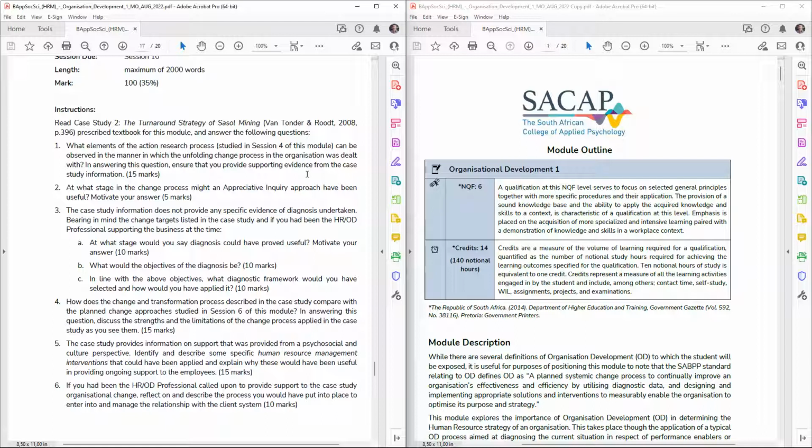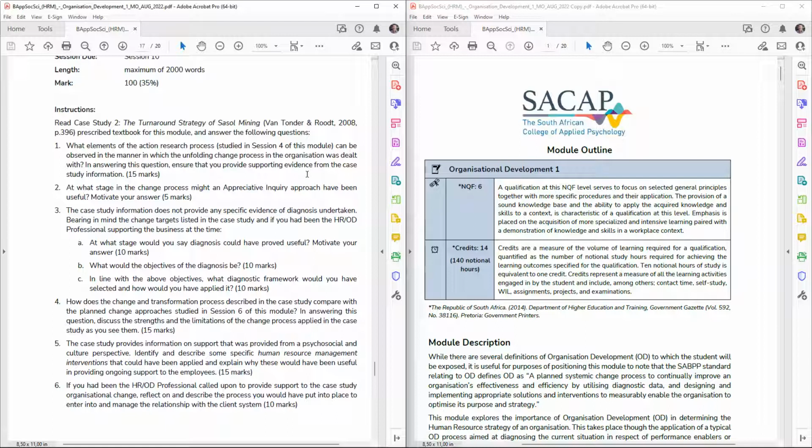And as I mentioned in answering the question, ensure that you provide supporting evidence from the case study information. So this is a full 15 marks. That's a lot of marks. And you will then go to the material in session 4, look at the action research material. You can start maybe with my overall summary in my slides around the action research process.